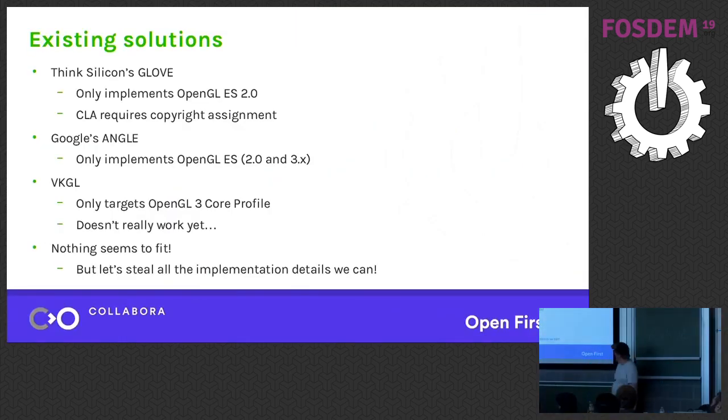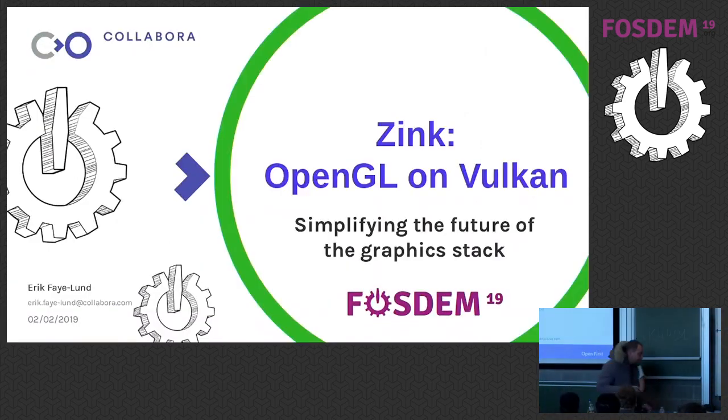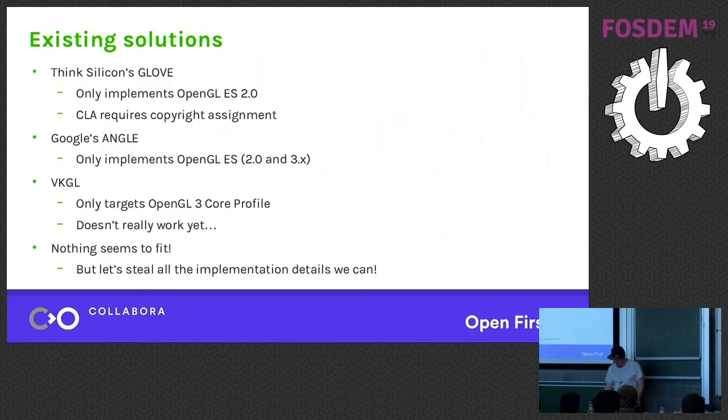So yeah, the goal here in general is to implement OpenGL on top of Vulkan to make a simpler graphics stack in the future of the Linux desktop. So there's a few other attempts at this out there that already exist.